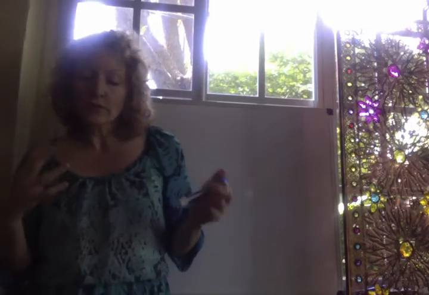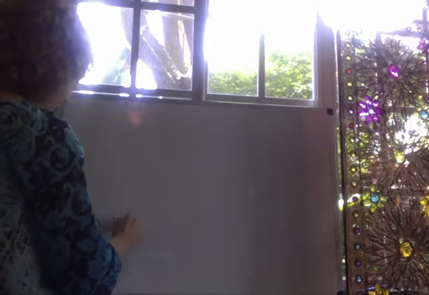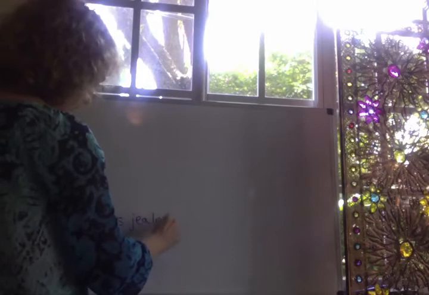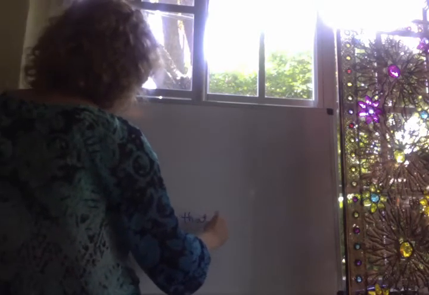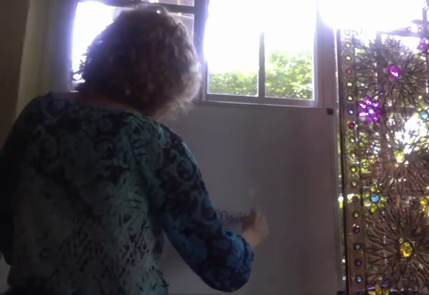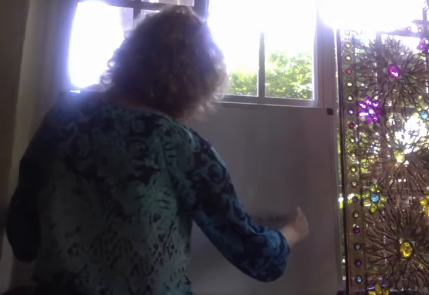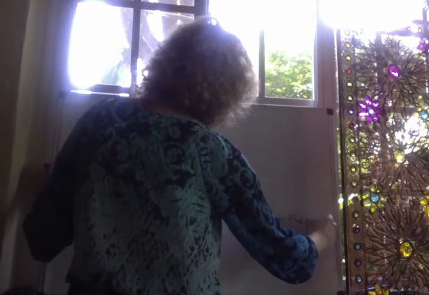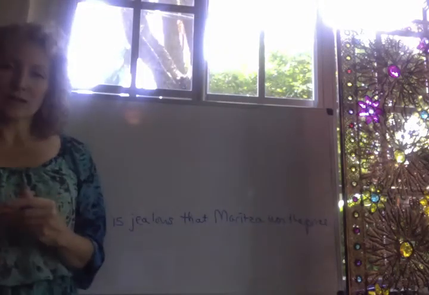So let's look at a few more examples of adjective phrase structures where you have embedded clauses, and then we're going to talk about the examples where you can have an embedded clause actually within the subject position itself of the main clause. So, for example, if you said, John is jealous that Maritza won the prize. Okay, John is jealous that Maritza won the prize.